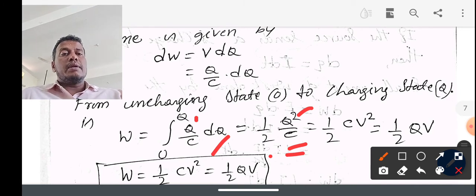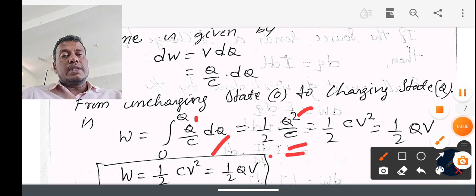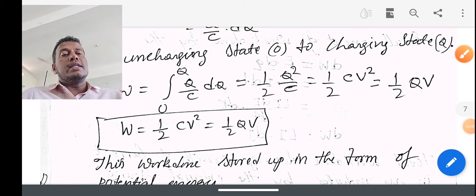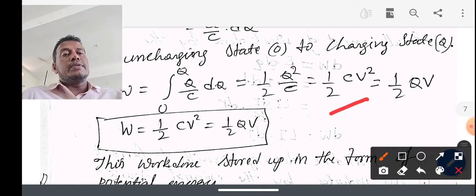equation. But Q can be given by the relation Q equal to C V, so Q square is C square V square, one C gets cancelled, that is half C V square. So, this is the relation of C V square and Q V, that is W is equal to half C V square and half Q V.